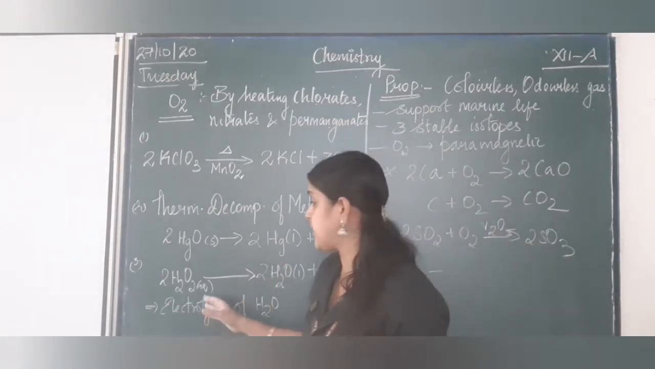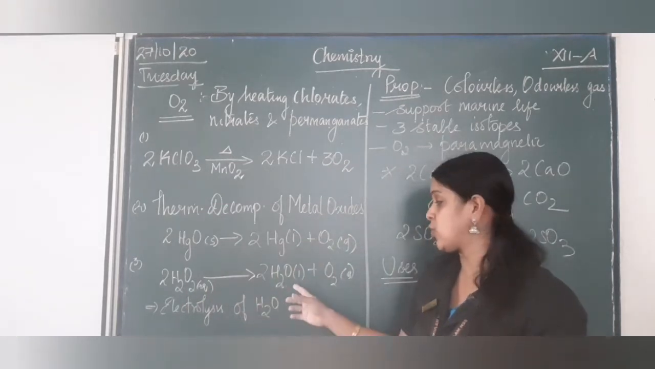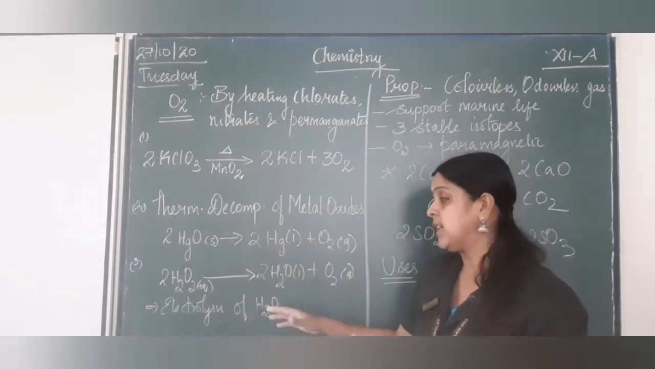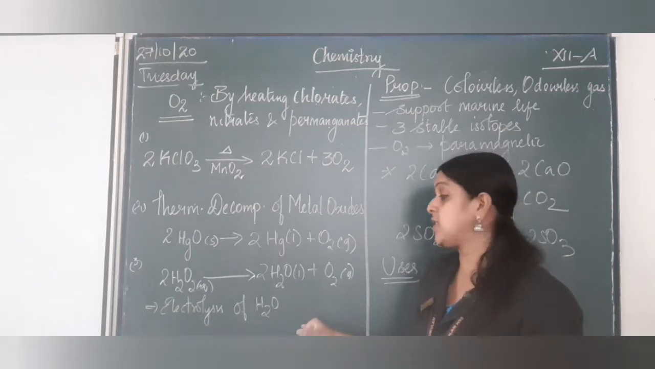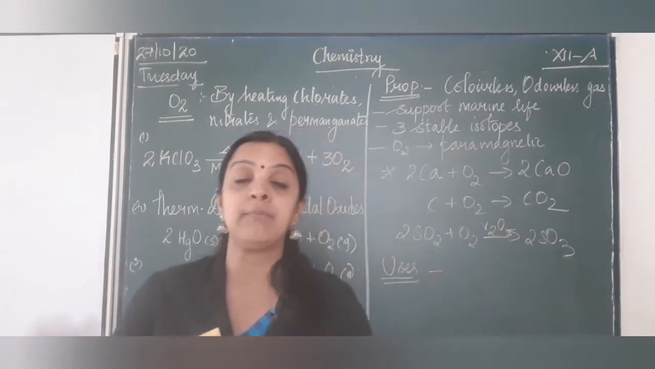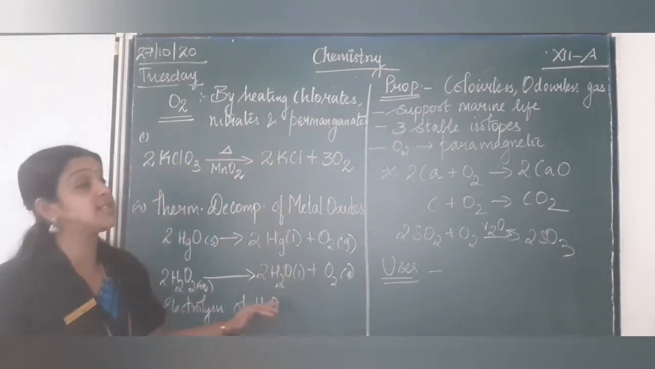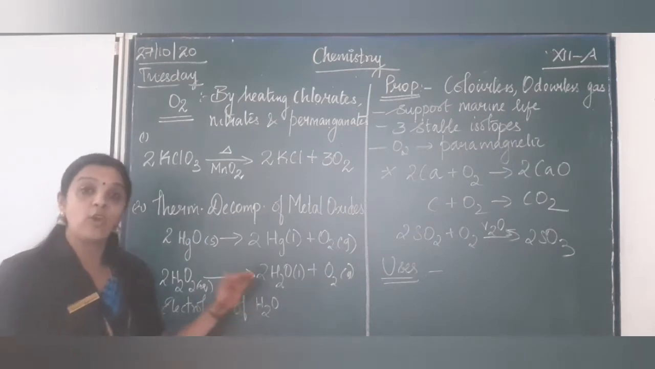And the next one is hydrogen peroxide, which again undergoes decomposition to give water and dioxygen. You can also prepare dioxygen by electrolysis of water, where again hydrogen and oxygen gas are liberated at different electrodes. So these are the basic preparations that you should be knowing for dioxygen.